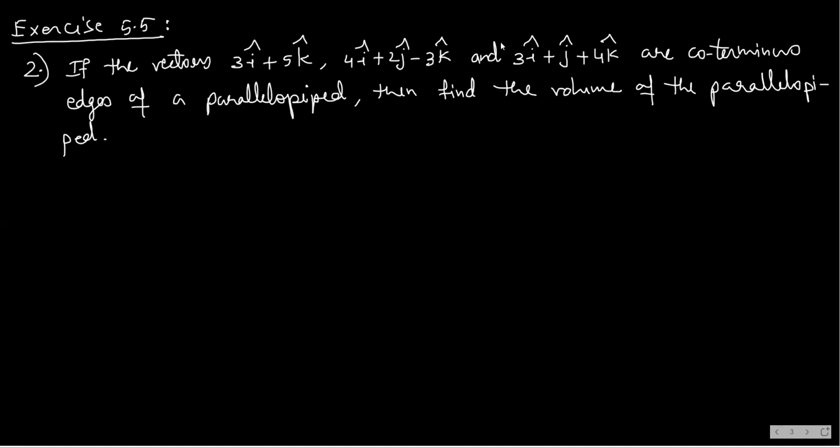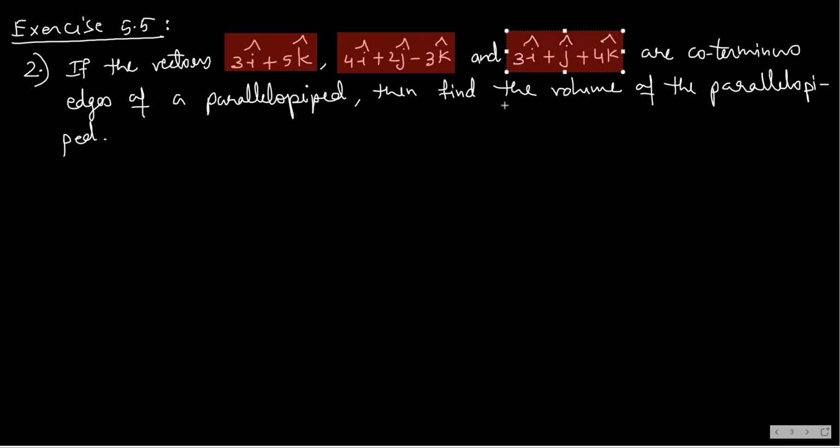Now here I have a question based on the volume of a parallelepiped. They say if the vectors 3i cap plus 5k cap, 4i cap plus 2j cap minus 3k cap, 3i cap plus j cap plus 4k cap are coterminous edges of a parallelepiped. If these three vectors are coterminous edges, you already know what coterminous edges are. You can imagine them. So these three vectors are those coterminous vectors, and they are the edges of the parallelepiped.